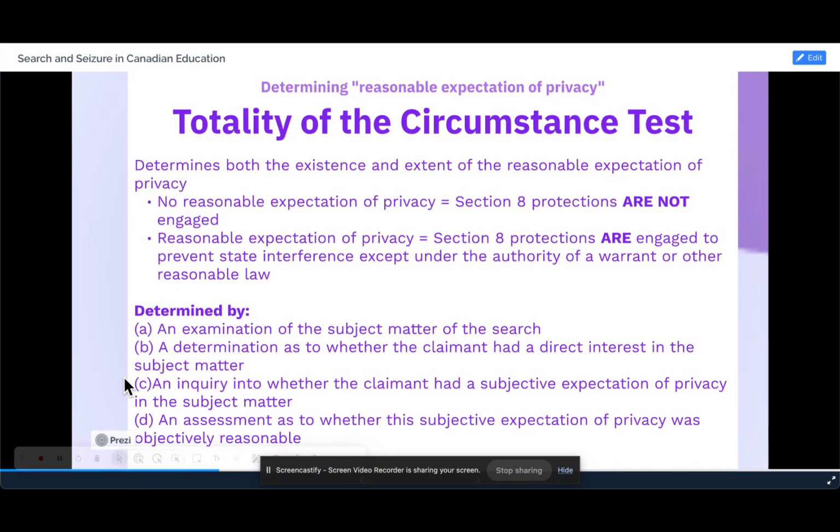So what was searched? Was it a backpack, a phone, a locker? A determination as to whether the claimant had a direct interest in the subject matter, or does the individual own or control what was being searched? An inquiry into whether the claimant had a subjective expectation of privacy in the subject matter. So did the person believe they had privacy? And lastly, an assessment as to whether the subjective expectation of privacy was objectively reasonable, or would everyone or the majority of society agree that this expectation was reasonable?